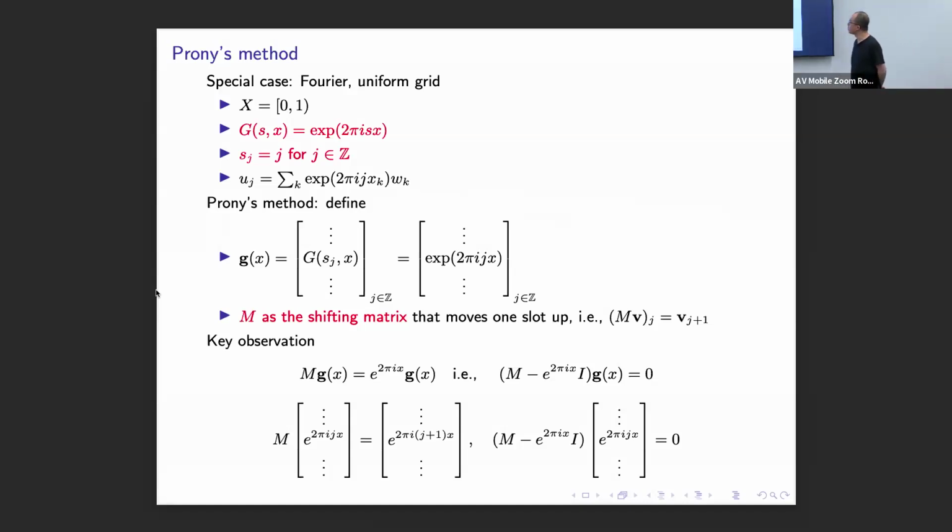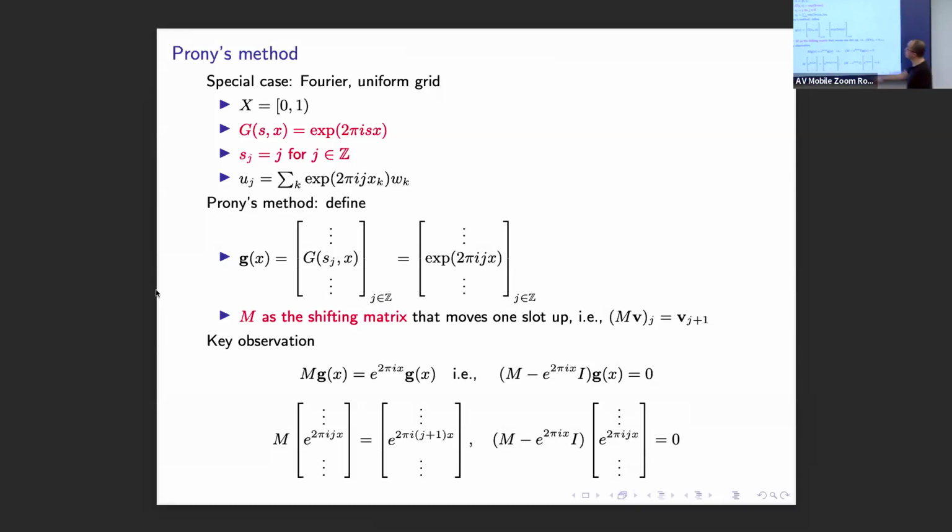All right. So Prony's method. Prony's method has been around for hundreds of years, and it actually addresses a special case of this unstructured sparse recovery problem. By special, I mean that it has a restriction on the kernel and also a restriction on the grid. The kernel we're going to work with is simply the Fourier kernel, which is g(s,x) equal to exponential 2 pi i s times x.